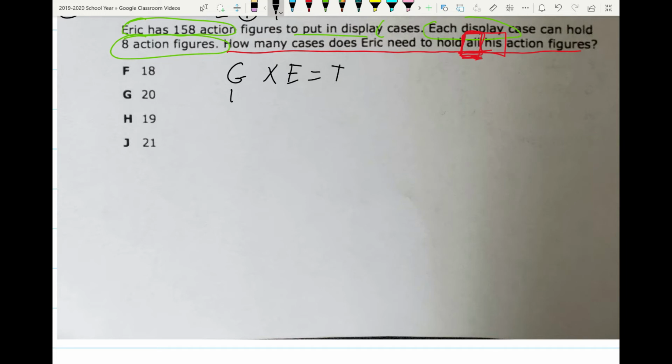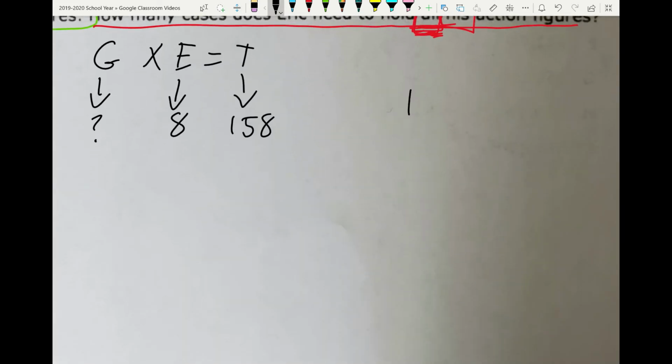Do I know my groups? Do you know how many display cases there are? No, that's what I'm probably looking for. Do you know how many in each display case? Yes, at least 8. Do you know how many action figures in total? Yes, 158. So if I have my E and my T but not my G, that means I'm going to what? Divide. Okay. 158 divided by 8.